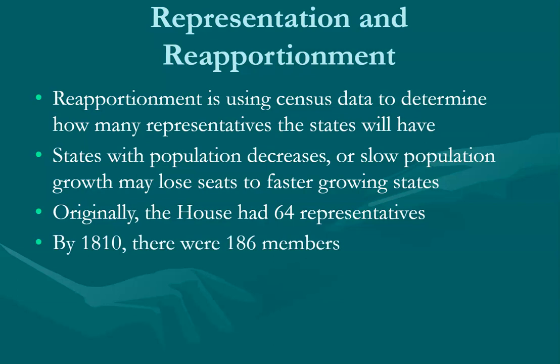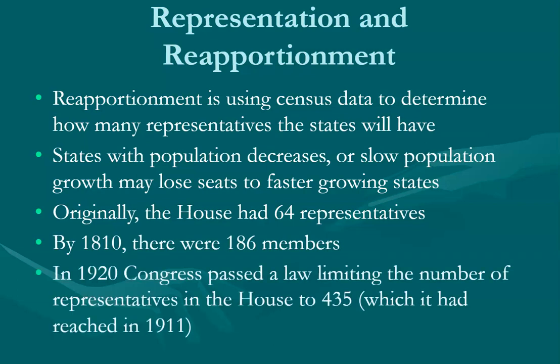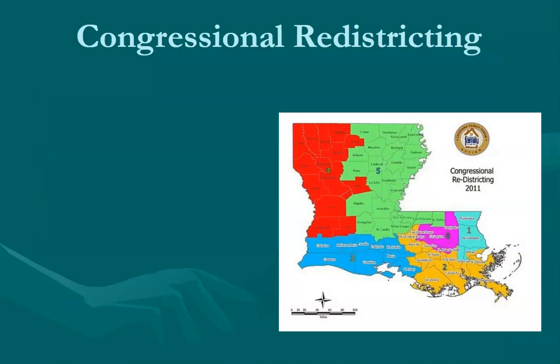By 1810, however, there were 186 members. And by 1920, Congress passed a law limiting the number of representatives in the House to 435, which it had reached in 1911. Because the concern was, as the population continued to grow, the House of Representatives would grow until it became too large to effectively do its job. So they capped the number at 435 members of the House.